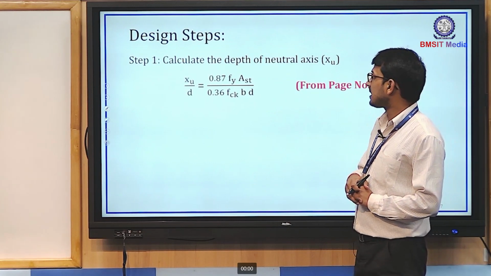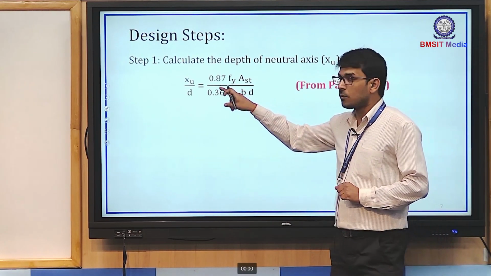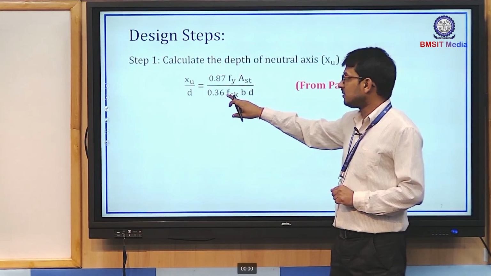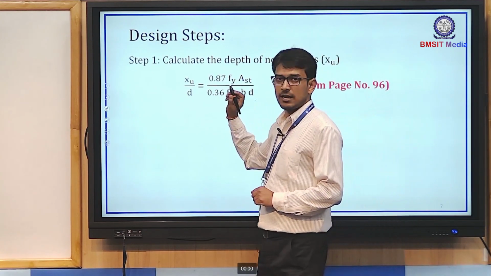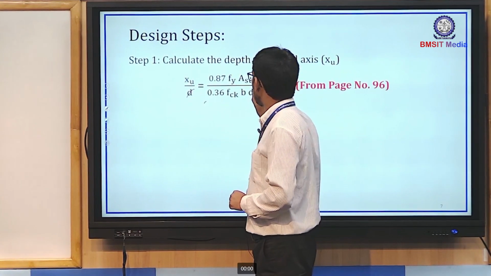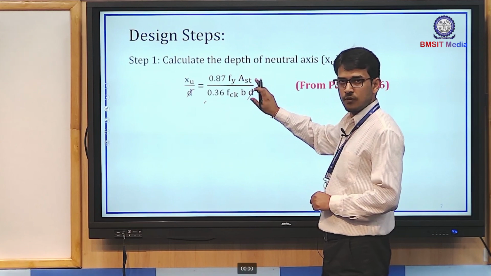The depth of the neutral axis is represented as Xu. In that, this is the formula we have: Xu by d equals 0.87 fy Ast over 0.36 fck b d. If we only have to calculate Xu, then we can easily remove this d from here, and then we directly get Xu. This is the formula given to us.